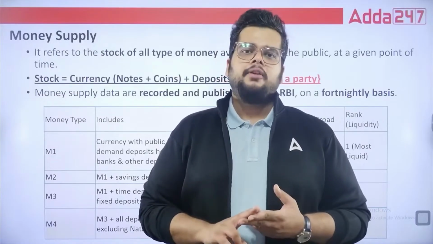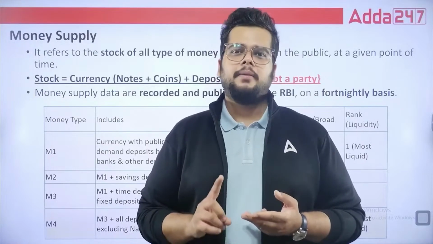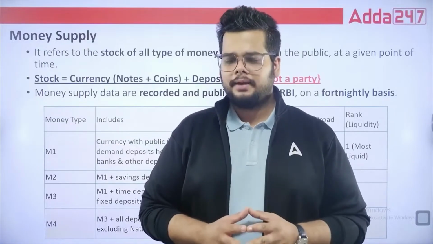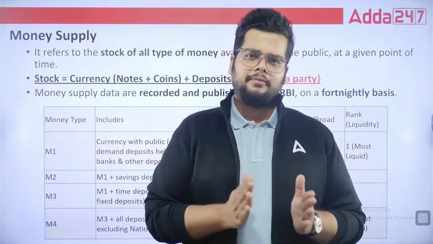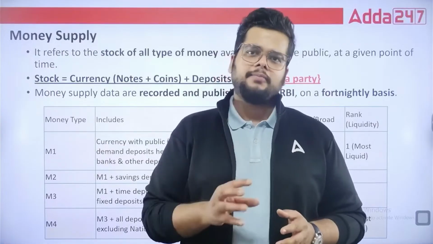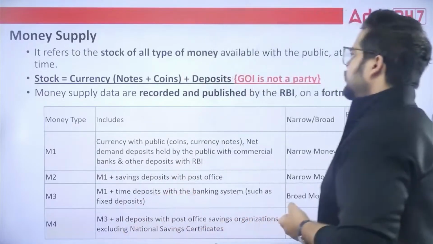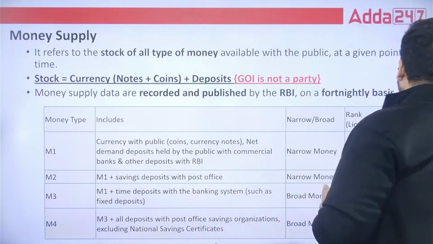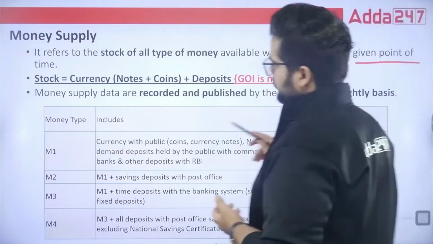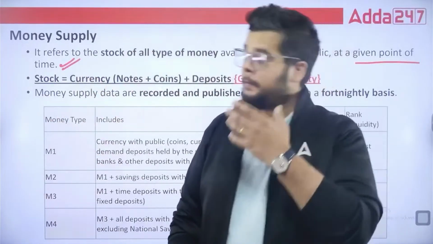Secondly, when we talk about the publication of the money supply, it depends upon the fortnightly basis. Why? Because RBI publishes the data on a fortnightly basis. That is, after every 15 days, you will be able to know the actual level of money supply in our country. So the basic definition refers to the stock of all types of money available with the public at a given point of time. Time is of essence here when we talk about the definition of money supply.